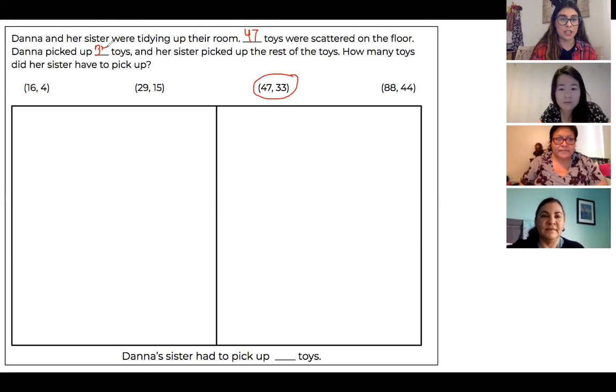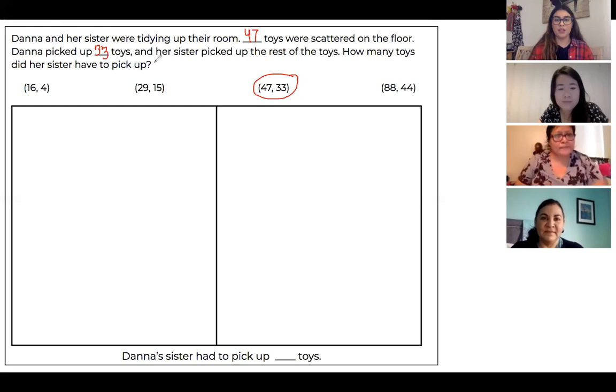Ms. Rosales, can you read our story problem out loud? This is the second read, so we're thinking about what those numbers represent. So it says, Donna and her sister were tidying up their room. 47 toys were scattered on the floor. Donna picked up 33 toys, and her sister picked up the rest of the toys. How many toys did her sister have to pick up?